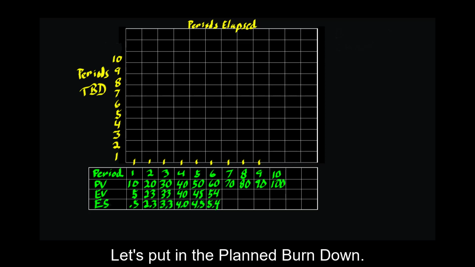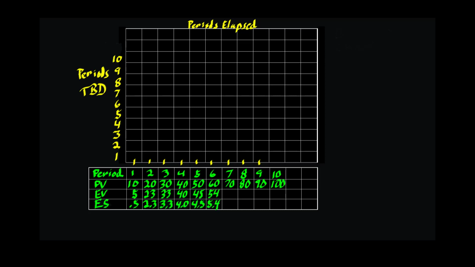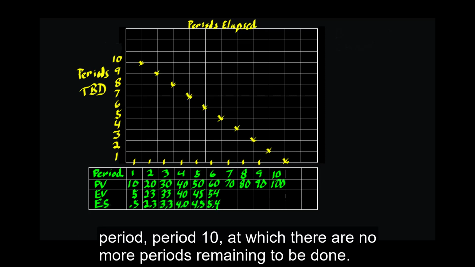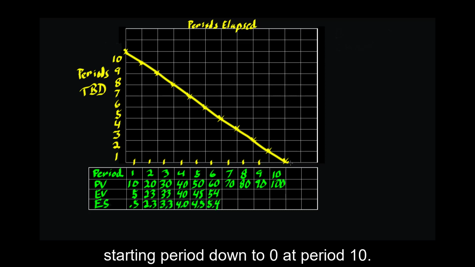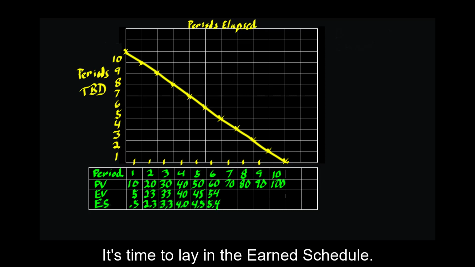Let's put in the planned burndown. 1 period is planned to be burned for each elapsed period. So we go over 1 and down 1, over 2, down 2, and so on down to the final period, period 10, at which there are no more periods remaining to be done. And when we connect the dots, we have a nice straight line from the starting period down to 0 in period 10.